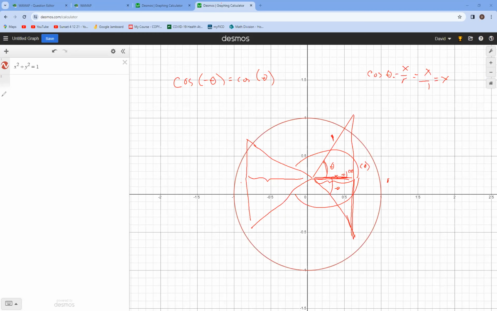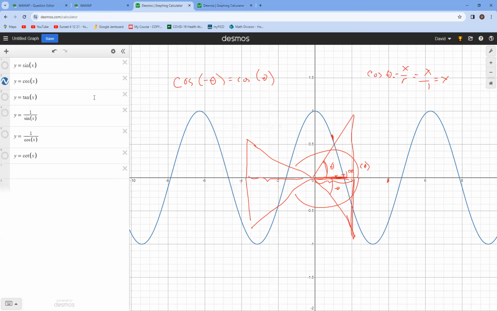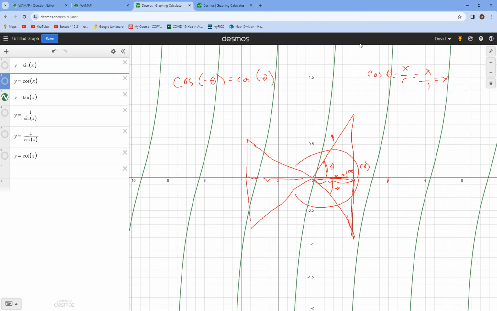All right, how about tangent? Let's go look at tangent. Turn off that one, turn on tangent. So here's our tangent graph. Let me clear out all those annotations again.